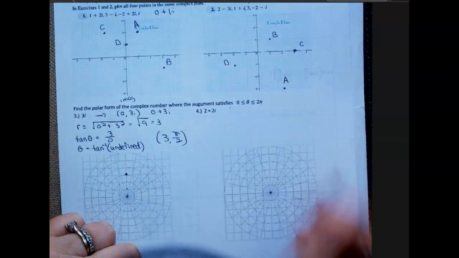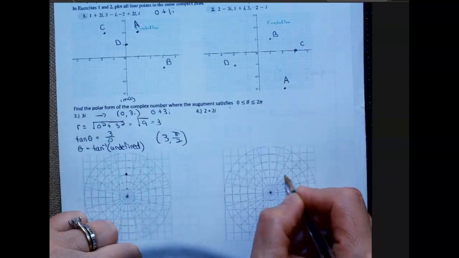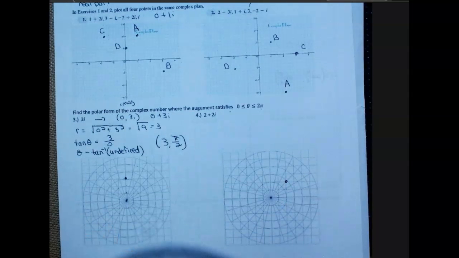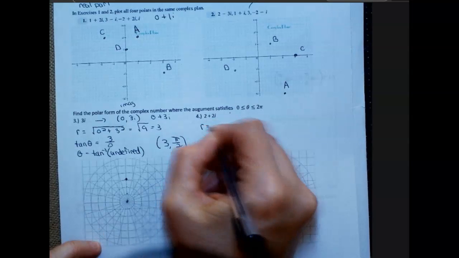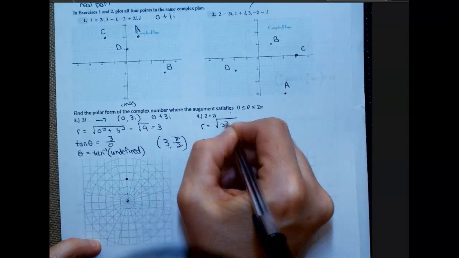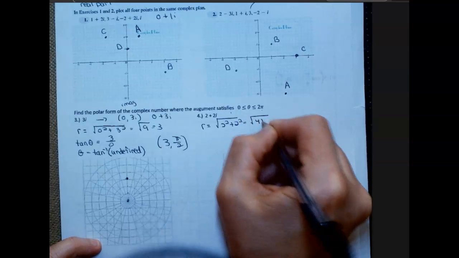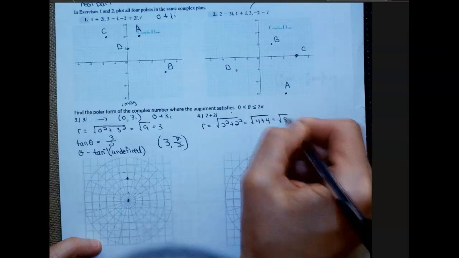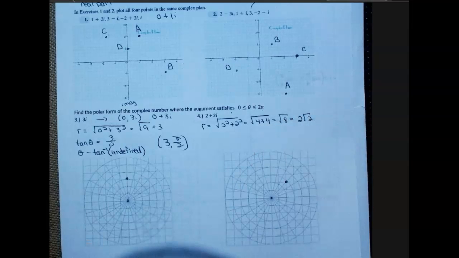Okay, let's go again and plot this one. I'm looking at 2 comma 2i, so I go 2 and then I would go up 2i. Now again, just like we did, we're going to change it to polar form. First thing I need is that magnitude. So again, I've got 2 squared plus 2 squared, which is 4 plus 4, which is radical 8, which is 2 radical 2.